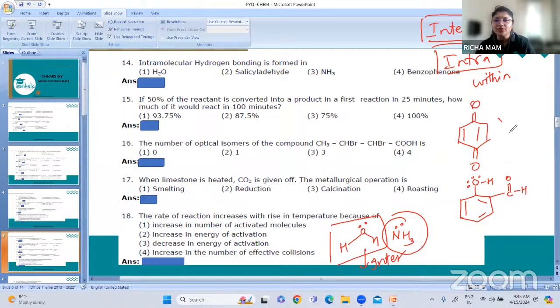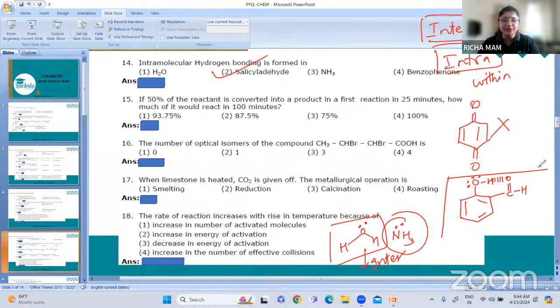Now, when you see benzophenone, there is no free hydrogen; you cannot see any hydrogen here. Now in the salicylic, between this hydrogen and oxygen, the hydrogen bonding is possible. So it is option number 2. Yes, V. Lingakani has answered. Very good. Within the same molecule, you can find the hydrogen bonding.